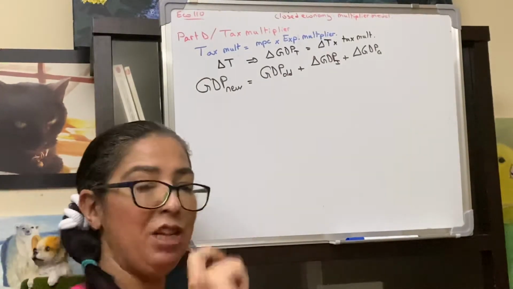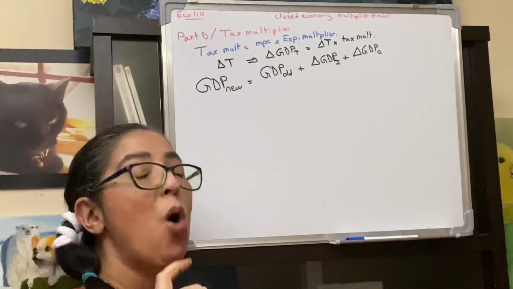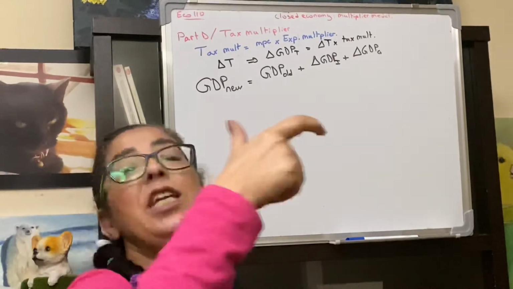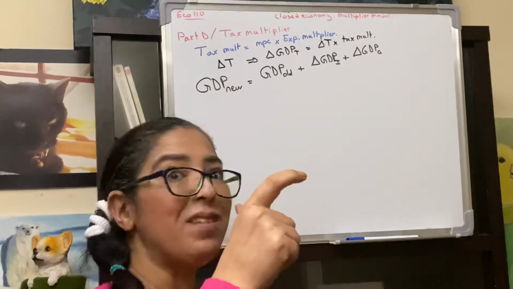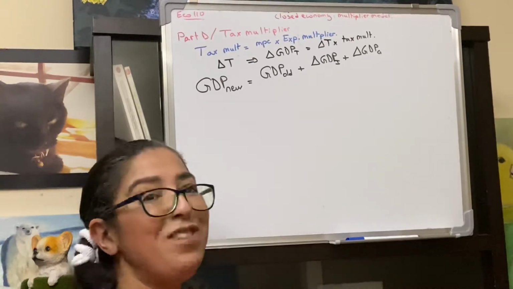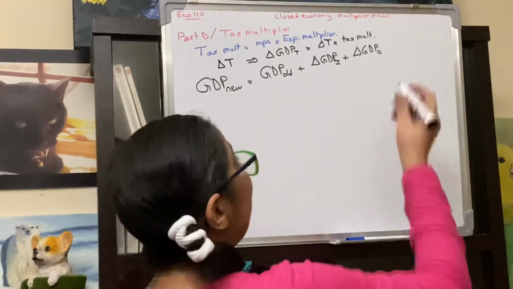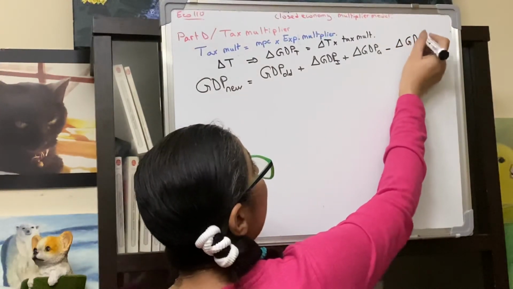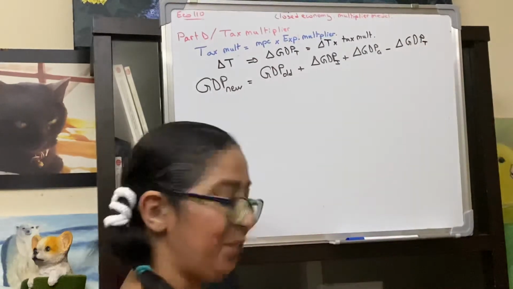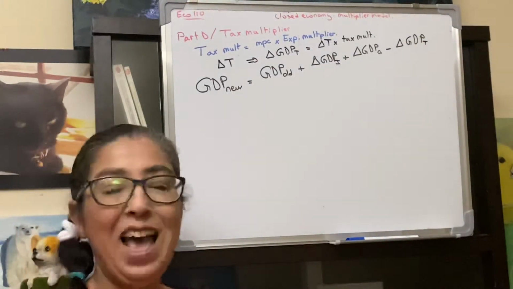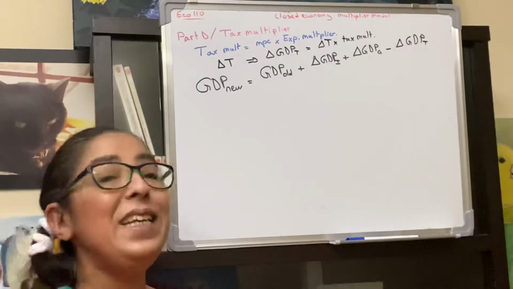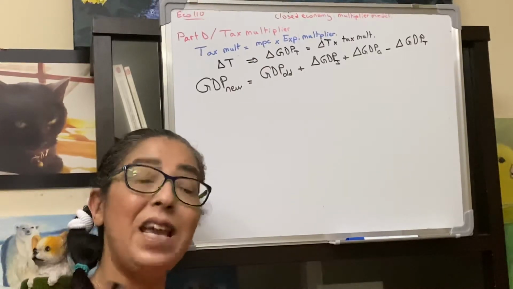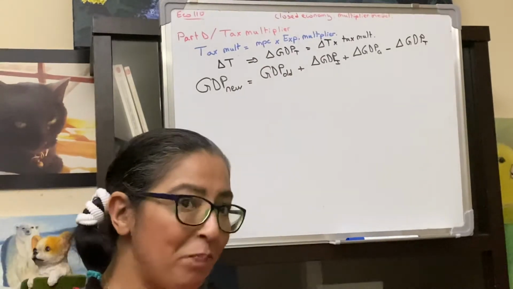Remember, when the investment increases, the GDP increases. When the government expenditures increase, the GDP increases. But when the tax increases, the GDP decreases, and vice versa. So I need a negative sign here. Minus delta GDP due to T. Okay? I hope you understood. Now we're gonna need a little example. So I'm gonna use the exercise we have done last time.